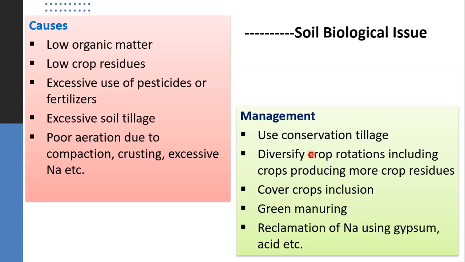To manage, we should use conservation tillage so that we can hold organic matter for a long period of time. We can diversify the crop rotation to include crops with more crop residues. Cover crops should be included, green manuring, and reclamation of sodium. If we have a sodium issue, we must reclaim that, so that there will be less compaction and more aeration, and microbial activity will be enhanced.